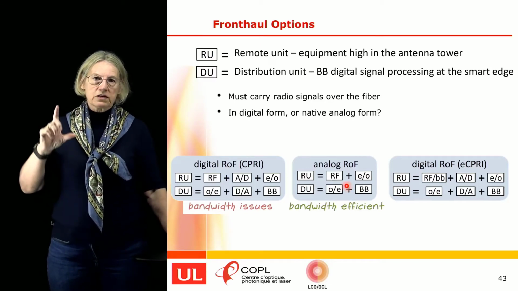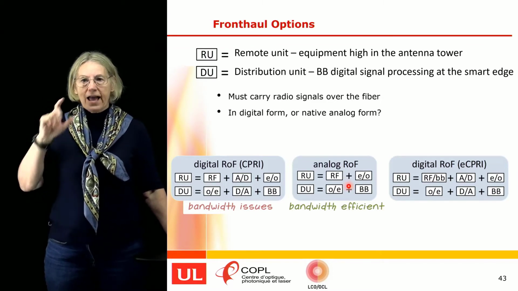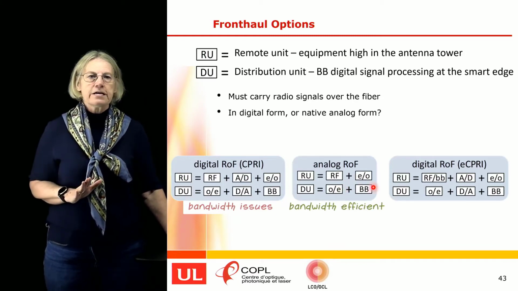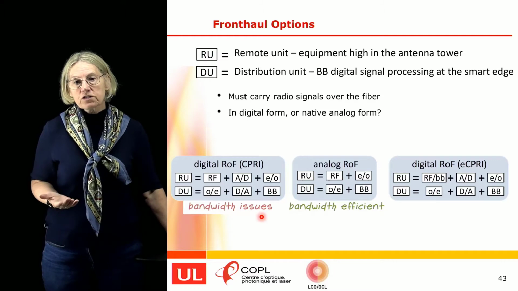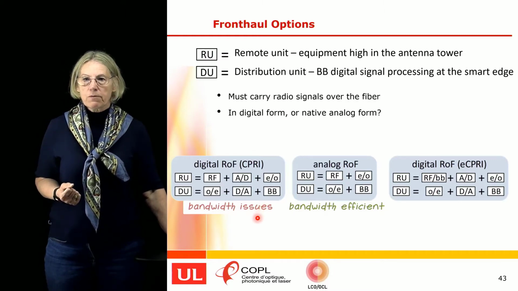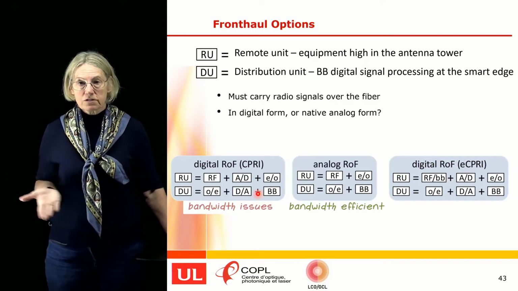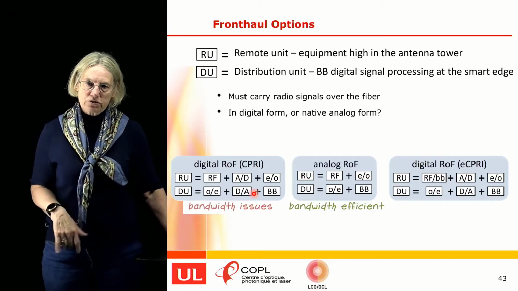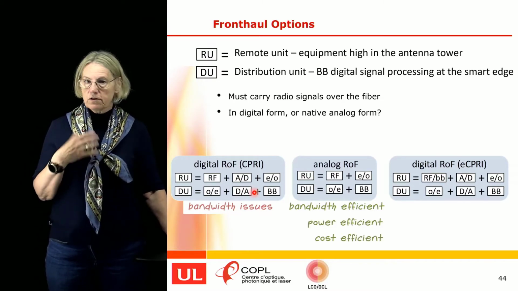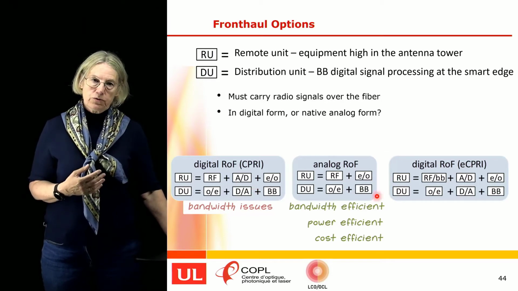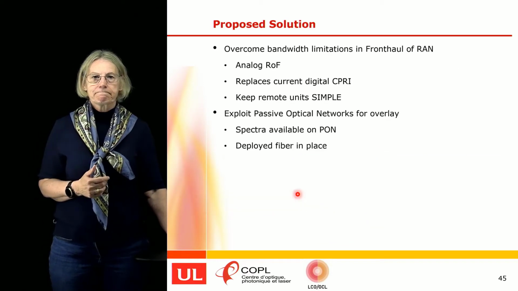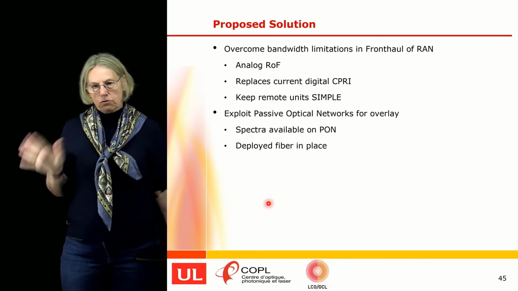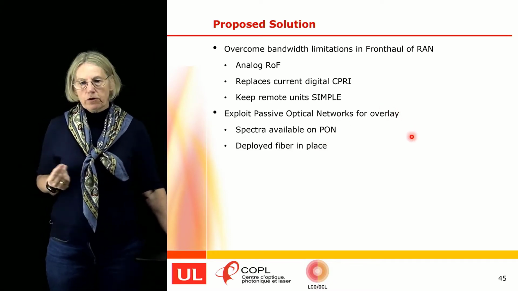So one of our goals is to increase densification, to have a lot more antennas. And to have a lot more antennas, I have to have each one of the antennas be as simple and low cost as possible so they're easily deployed. So this approach with the analog, of course, eliminates the A to D at the remote unit. And from a power consumption point of view, I wouldn't have to have the digital to analog conversion. So I'm saving both power and cost by going to an analog radio over fiber solution. So our proposed solution is to use analog, not the digital CPRI, and this will keep remote units simple.